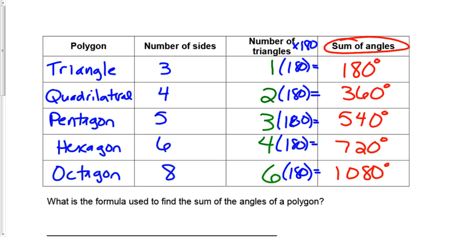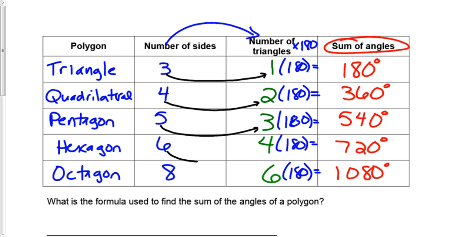So the question now is, how do I get from the number of sides to the number of triangles? Well, what was I doing every single time? What do I do to 3 to get to 1? What do I do with 4 to get to 2? What do I do with 5 to get to 3? 6 to 4, and 8 to 6. Every single time I'm subtracting 2.